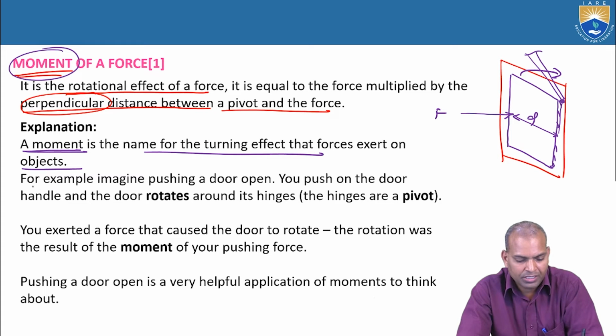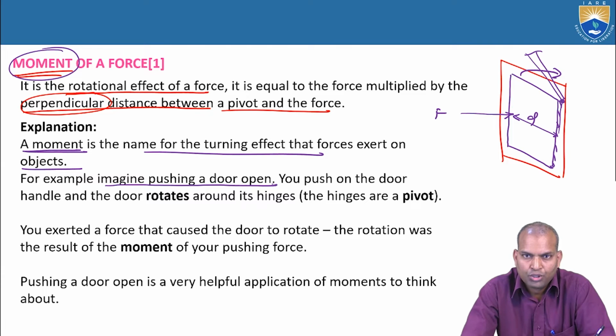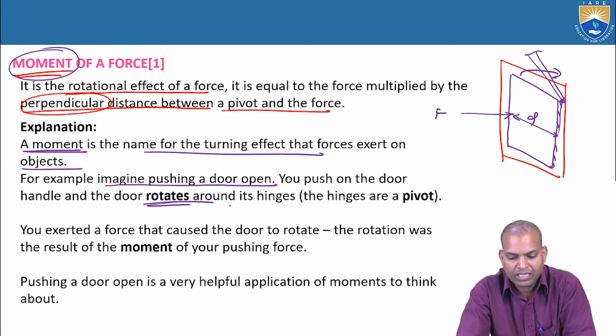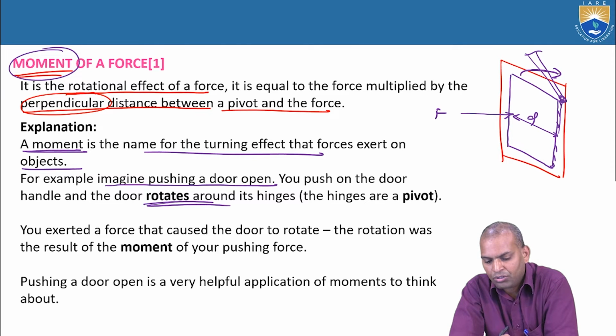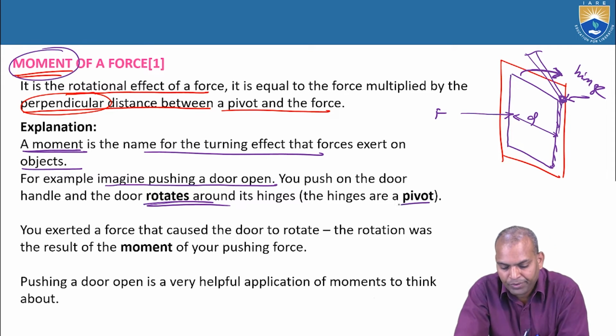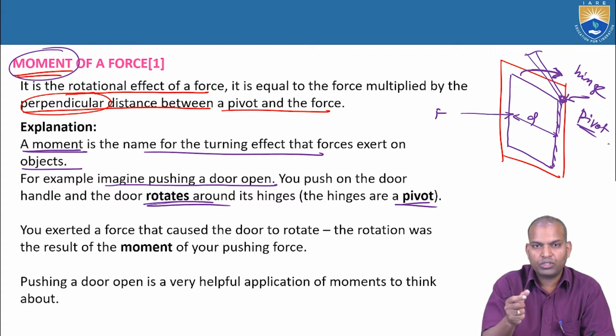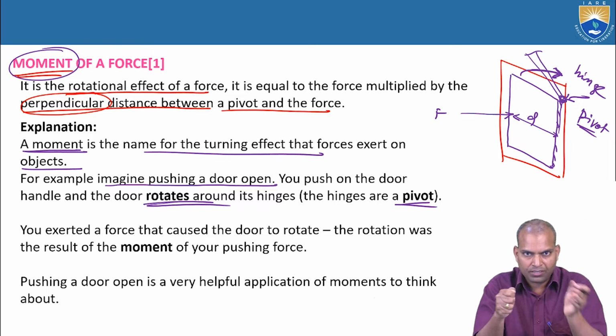Now, as I mentioned here, the example is pushing a door open. You push on the door handle and the door rotates around the hinges. This is the hinge point. The hinge is known as the pivot. The pivot means fulcrum point. Pivoted means held at one point.